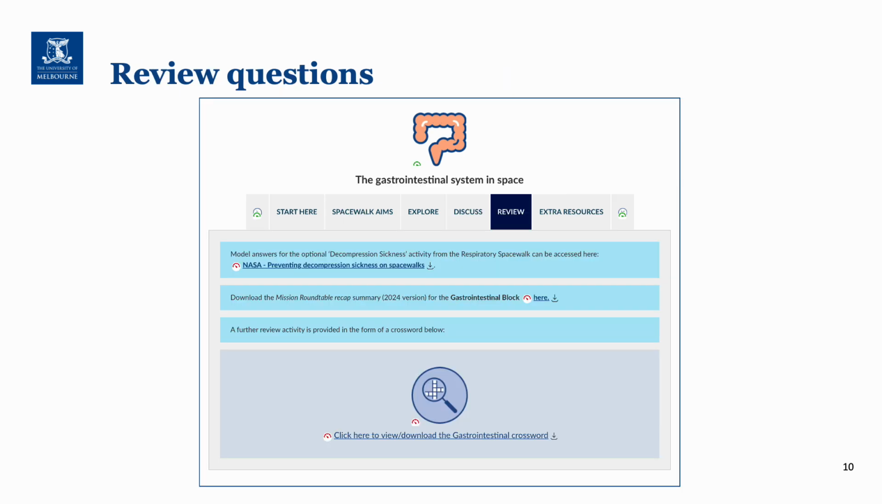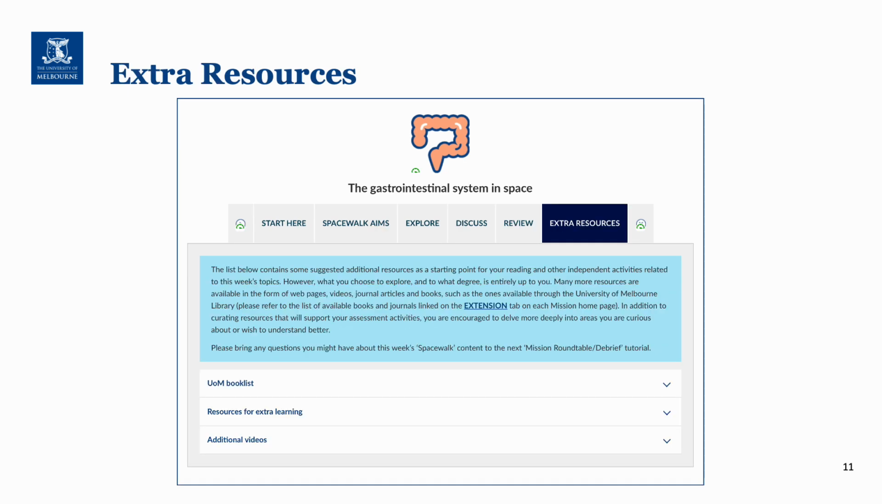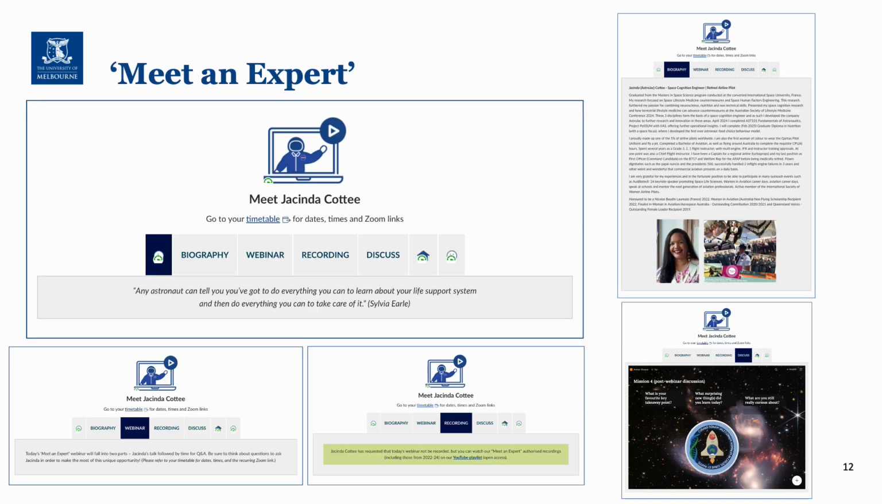For the Review tab we have the answers to the decompression sickness activity from the respiratory spacewalk, and then there's a crossword for the gastrointestinal block and various extra resources for you, so optional things that you can look at if you would like to delve into things further. That includes books which are available through the university library, articles and videos.